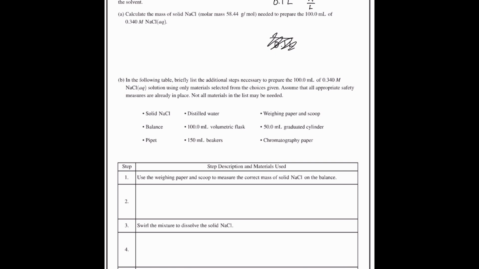So you're going to use 0.1 liters times the 0.34 molarity, which is moles per liter. And we can just do 1 liter because we need this to cancel out. So we need it on the bottom times the 58.4 grams to moles. So those moles cancel out. The liters cancel out. And now we just have grams, and that gives us what we need.